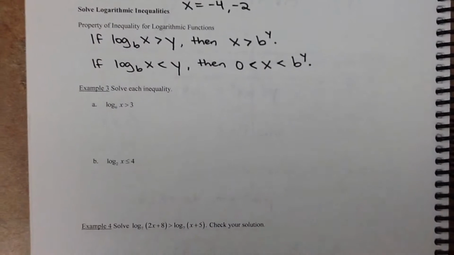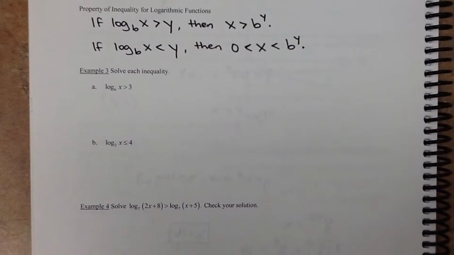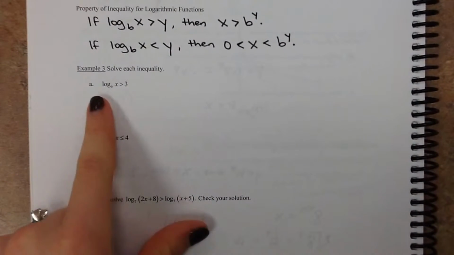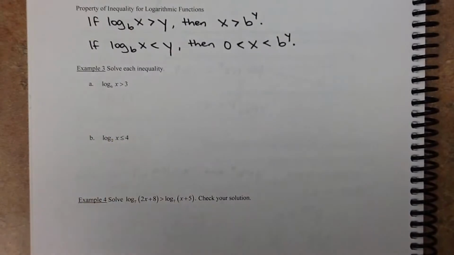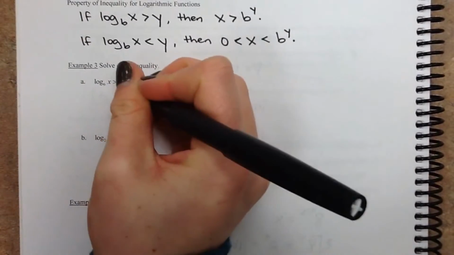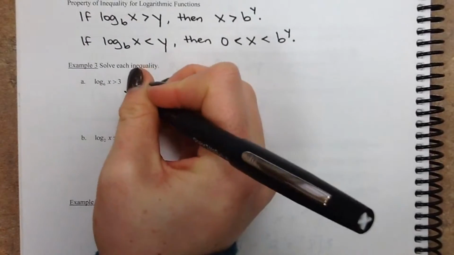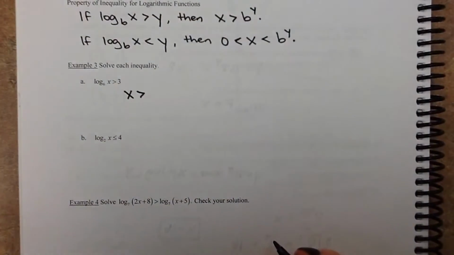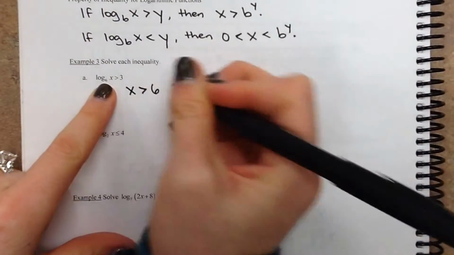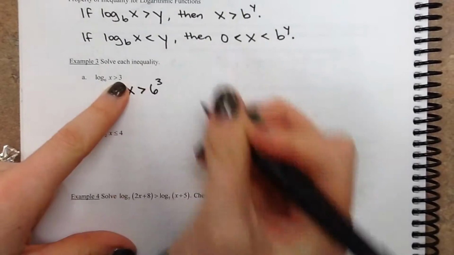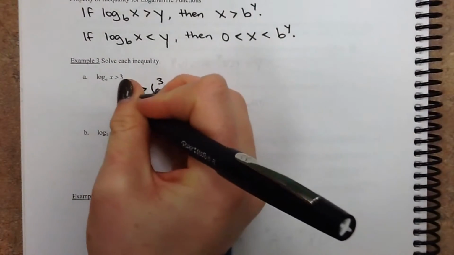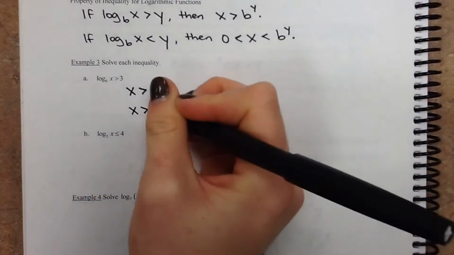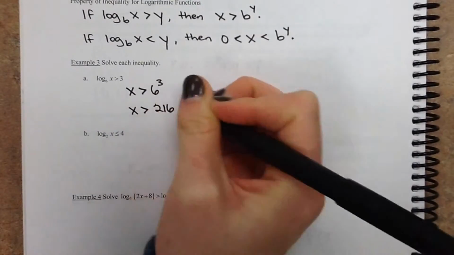So let's take a look at example 3. We've got parts A and B here. So for this one, if log base 6 of x is greater than 3, we start with the x, and we say that it must be greater than, and then we convert the rest of it into exponential form. 6 is our base, and 3 is our exponent. Okay, so simplifying this, we say x is greater than 6 to the third power, which is 216.